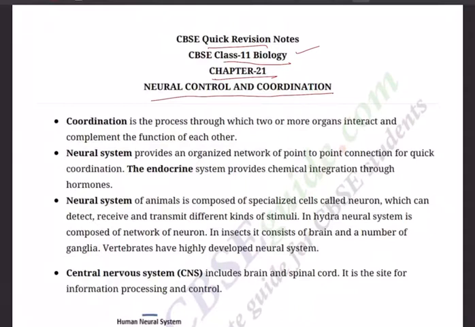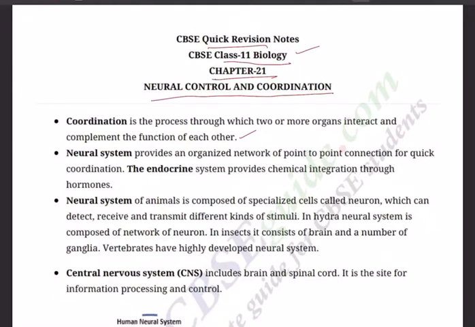In the revision notes, broadly we are giving important concepts, right? So you need to have the focus on important concepts of this chapter. So starting with, we have got the title neural control and coordination. So let us start with what is coordination. As you all know, coordination is the process through which two or more organs interact and complement the function of each other. We define that it's a process. So more than two organs interact with each other, complement with each other, and perform a function.